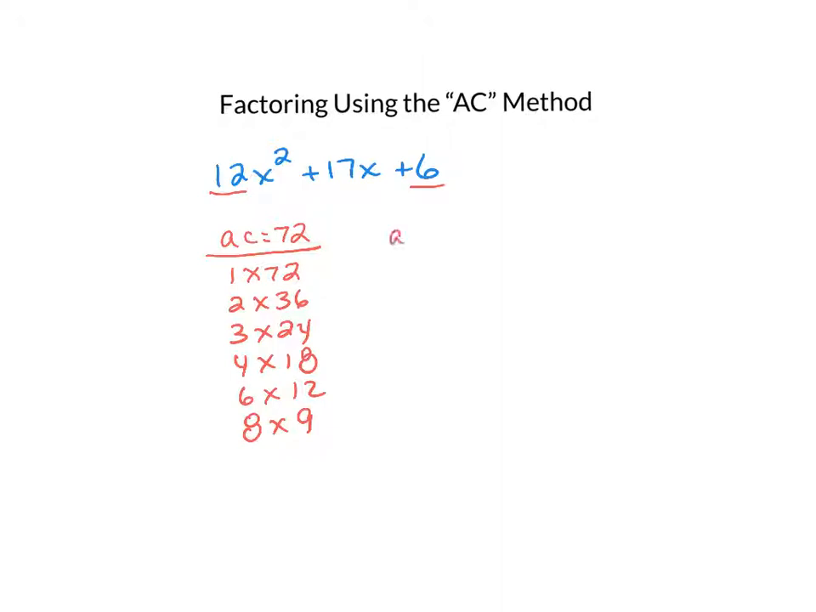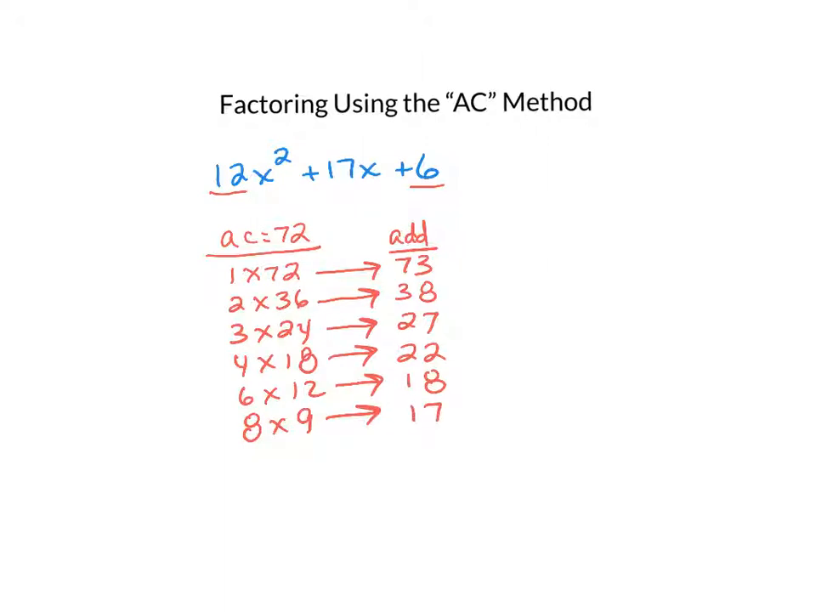If I add all of these together, 1 plus 72 gives me 73. 2 plus 36 gives me 38. 3 plus 24 gives me 27. 4 plus 18 gives me 22. 6 plus 12 gives me 18. 8 plus 9 gives me 17.